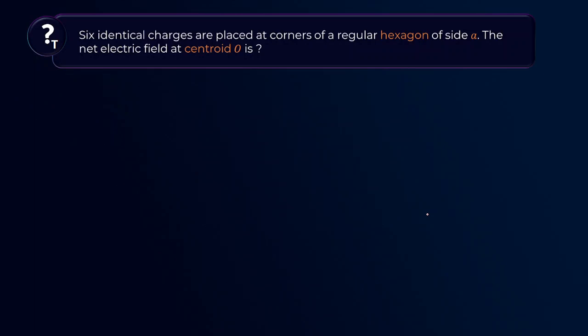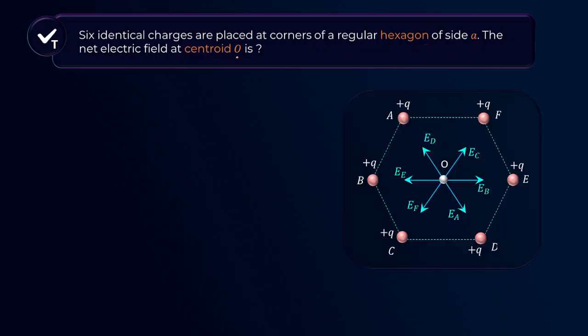The question says that six identical charges are placed at the corners of a regular hexagon of side A. So what will be the net electric field at the centroid O? Here, all the charged particles are at the corners of the regular hexagon.